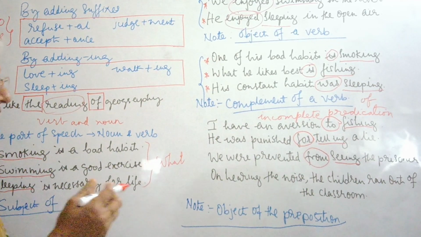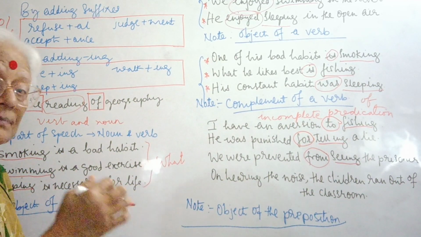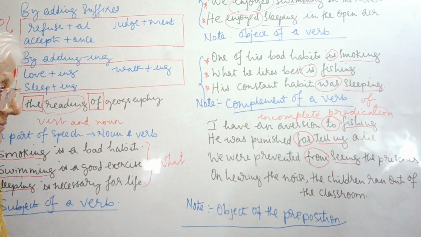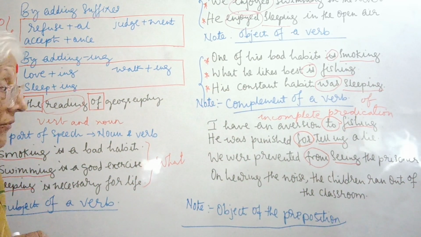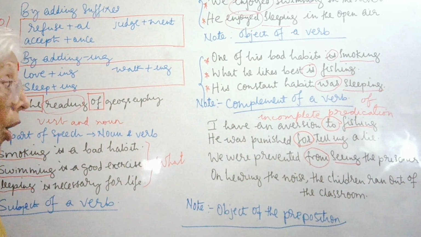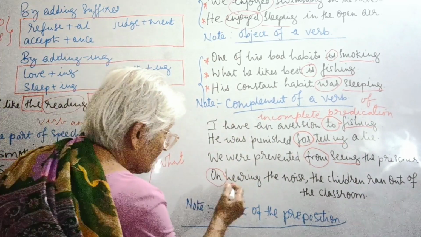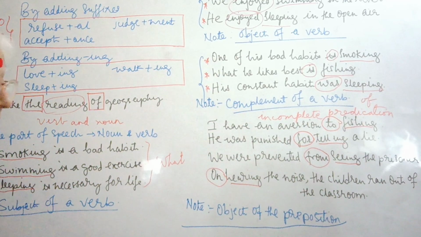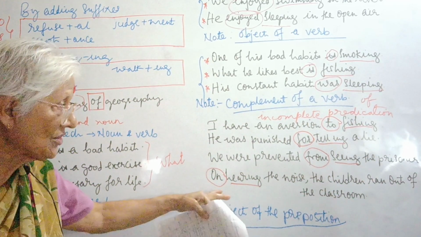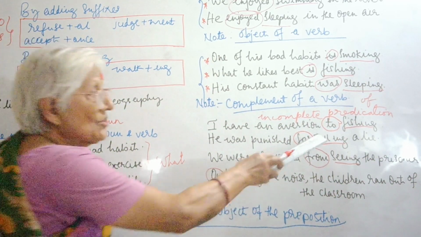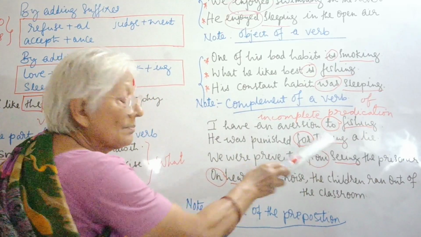On hearing the noise, the children ran out of the classroom. I can restructure the sentence: The children ran out of the classroom on hearing the noise. So here, preposition plus gerund.